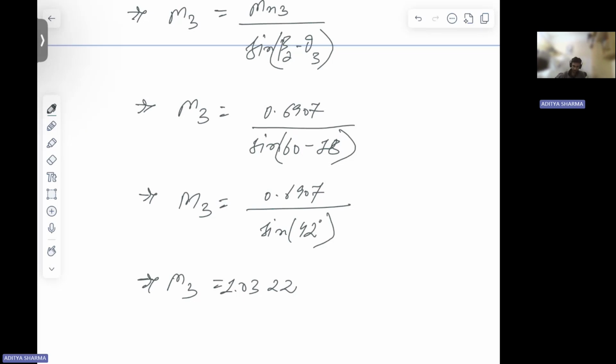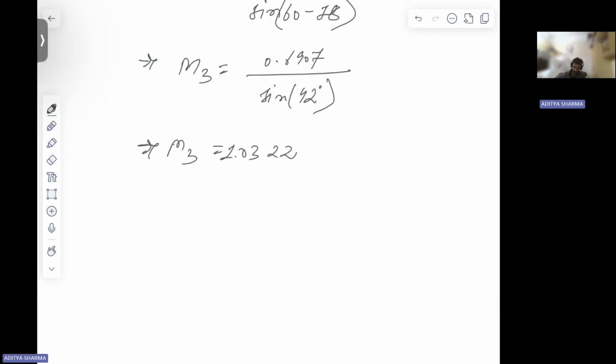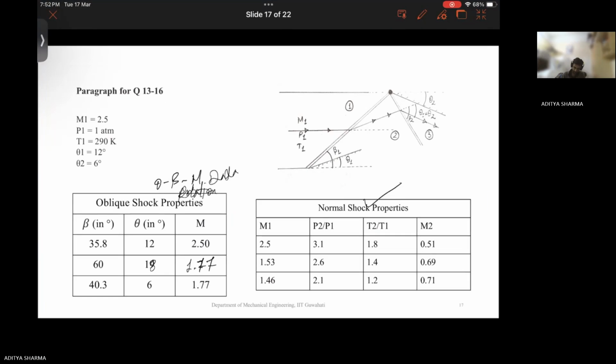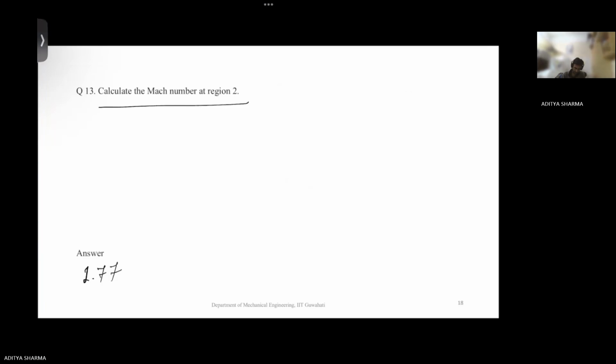So this is there. M3 you have calculated. So this was question number 03. So 1.03 is your Mach here. Now it says calculate the static pressure at region 3. So we need to calculate the static pressure at region number 3, right?